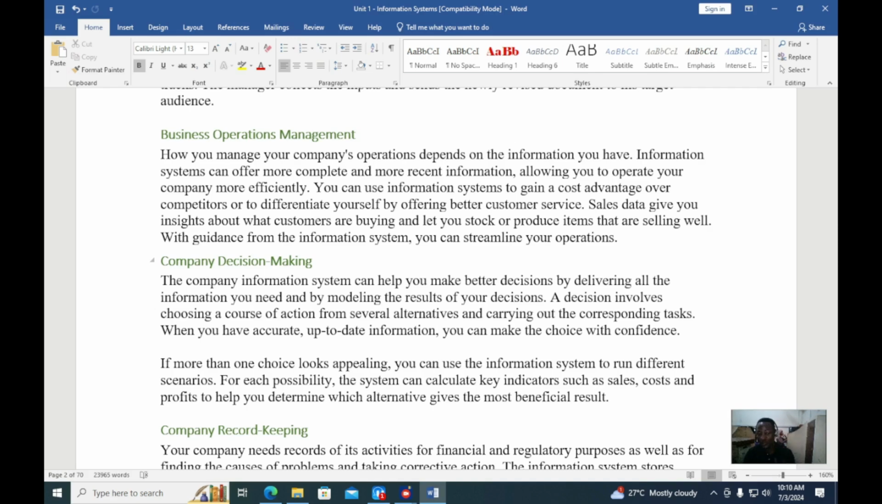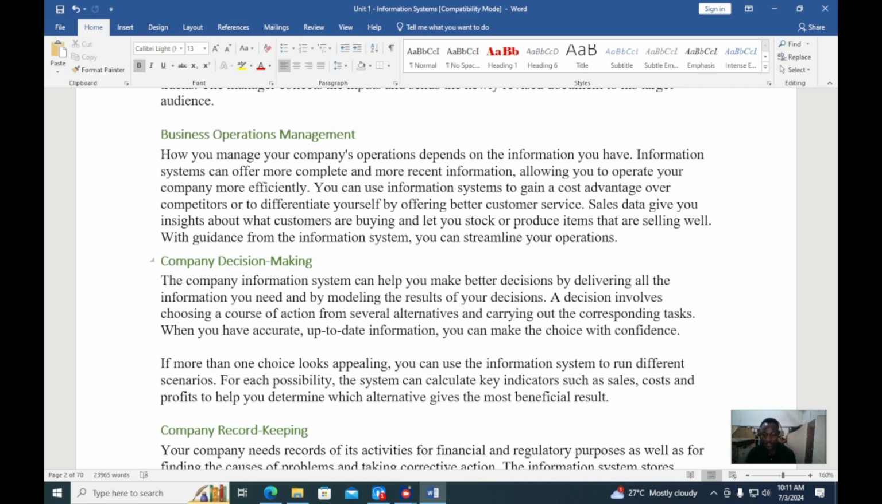A decision will most definitely involve choosing a course of action. This is the way that I want to go. So it involves choosing a course of action. Maybe you have a number of alternatives, a number of options for you to settle for. So you have to choose which option you are going to go with.